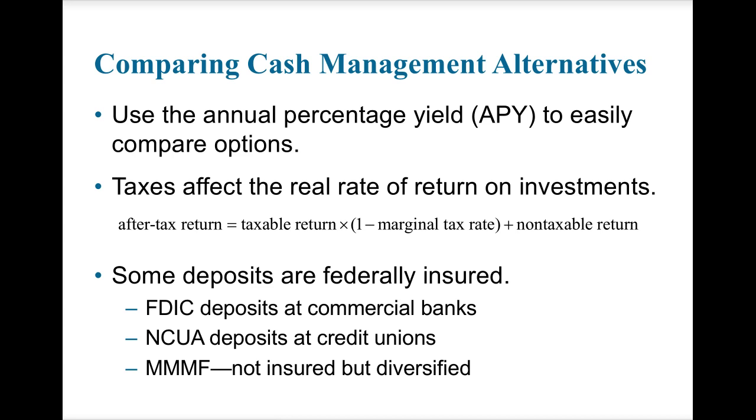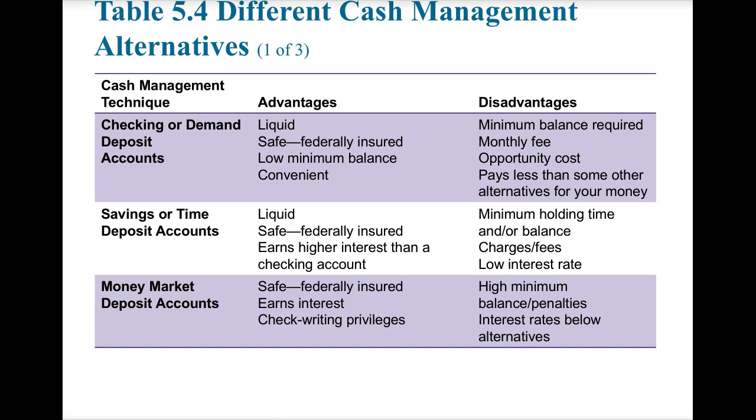So the best place to have your money to be insured from any type of bankruptcy or insolvency from a financial institution is either a credit union or a commercial bank or savings and loan. So let's look at some advantages and disadvantages of some of these cash management alternatives.